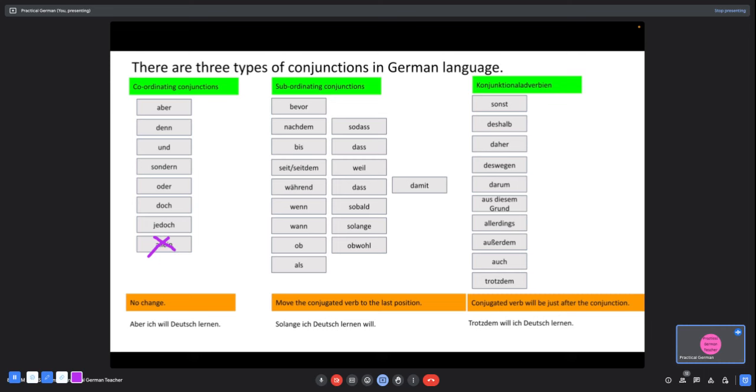Right? But meanings are important, but focus on the sentence structure. The conjugated verb is at the last position. Okay, that is what is important. Continue, please.